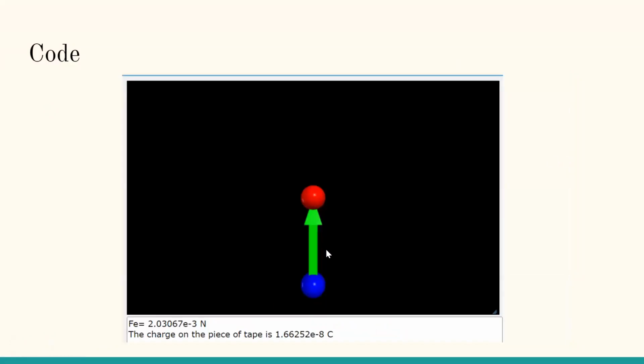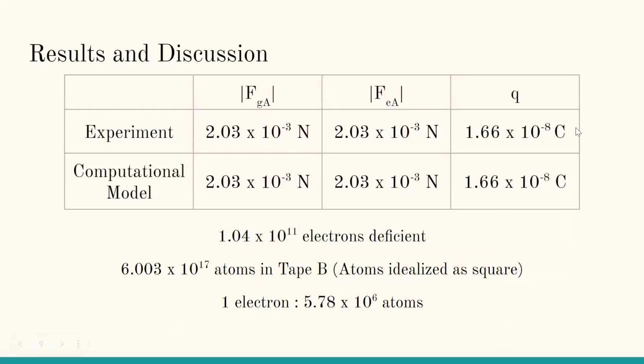So we have tape B. This is the electrostatic force from tape A onto tape B. Here's tape A. And we can see that the charge on the tape and the force of electrostatic force is shown here. So coming back to the results like before, we found that the force of gravity is equivalent to the force of the electrostatic interaction, and that's 2.03 times 10 to the negative 3rd newtons.